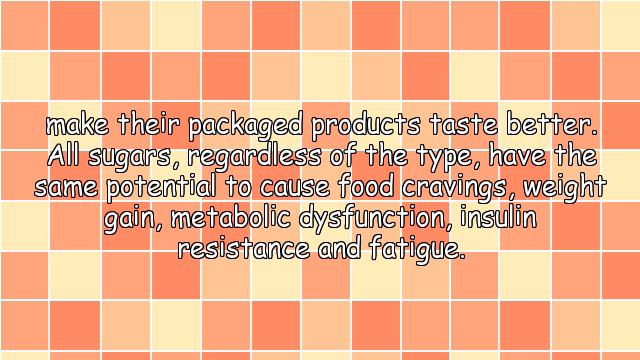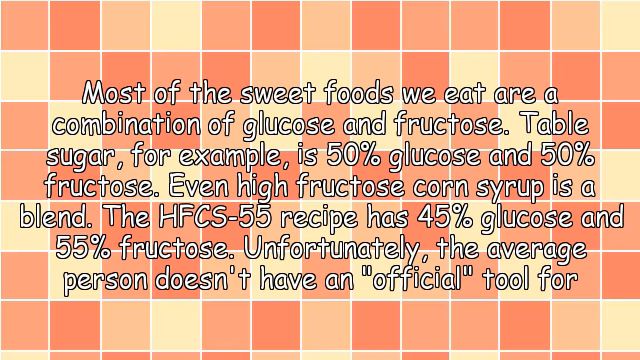Most of the sweet foods we eat are a combination of glucose and fructose. Table sugar, for example, is 50% glucose and 50% fructose. Even high fructose corn syrup is a blend. The HFCS 55 recipe has 45% glucose and 55% fructose.